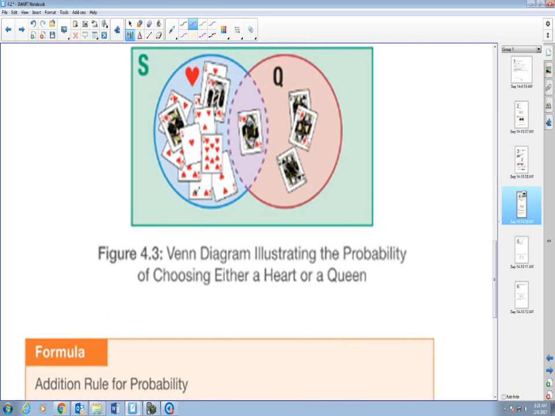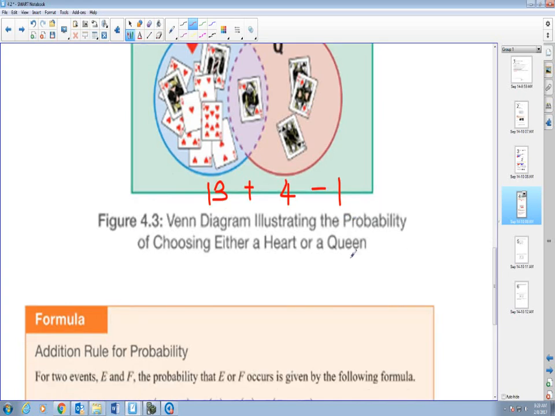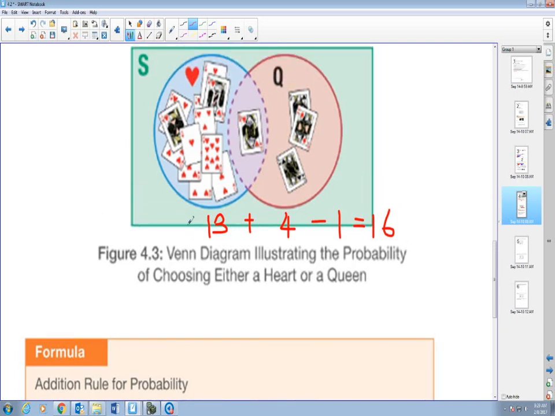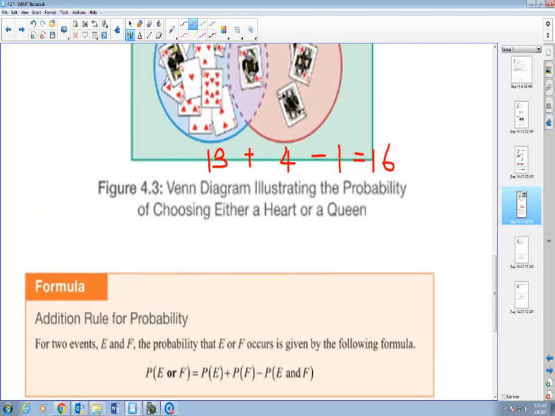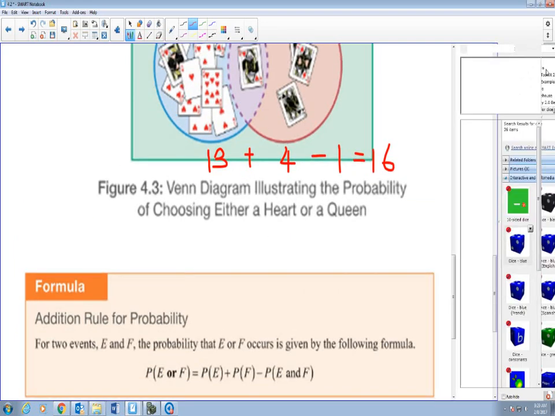Because if you look at it, this is 13 ways to choose a heart. The other one is 4 ways to choose a queen. So if you add them up, that's 17, but you actually counted the queen of hearts twice. So you have to subtract that one time you counted it twice. So that means there are 16 ways to choose a heart or a queen. You win if you select a heart or a queen.